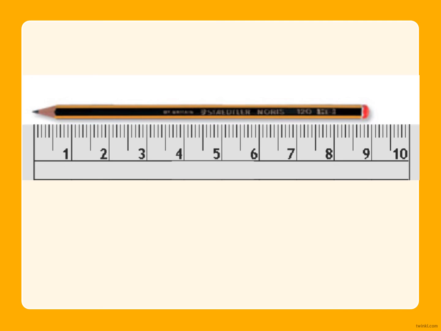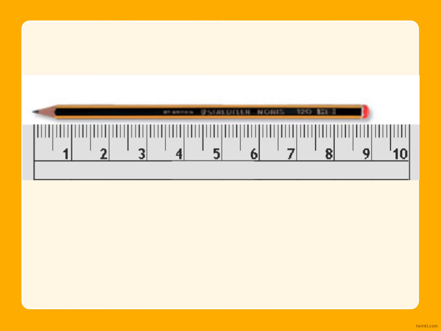Right then, so now we should be at the stage where we're ready to practice measuring objects using a ruler. And hopefully you have got a ruler at home from school for your remote learning. So if we look here, we've got a pencil and I've got the ruler underneath. And when we're measuring using a ruler, we measure in centimetres.